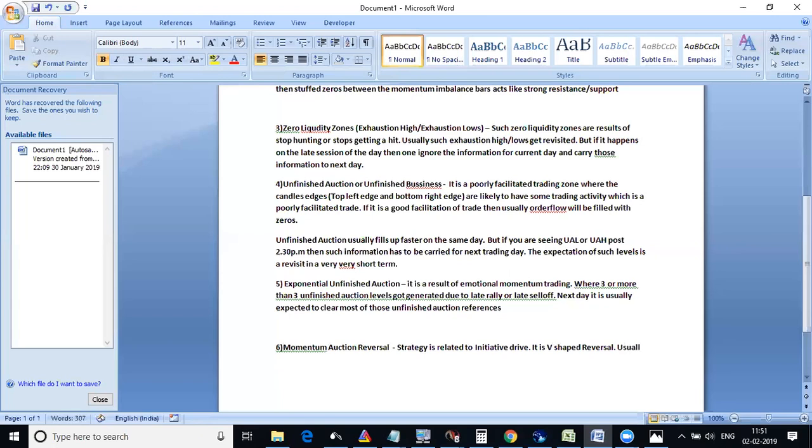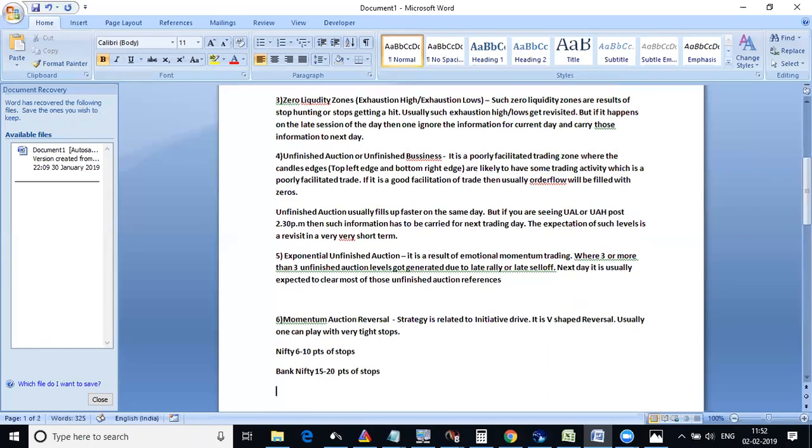Usually one can play with very tight stops. When it comes to Nifty, one can play with 6 to 10 points of stops. When it comes to Bank Nifty, anywhere between 15 to 20 points of stops. One can play this kind of game, and it is applicable to stocks as well.